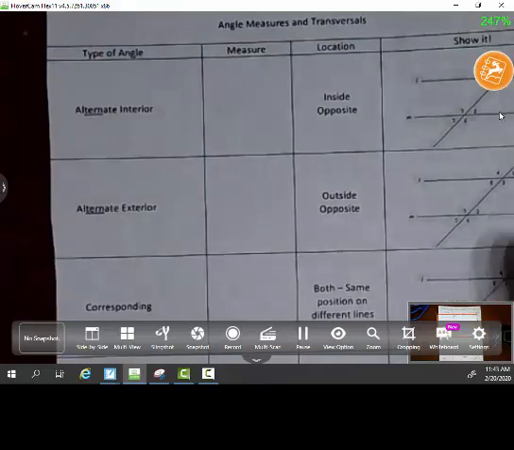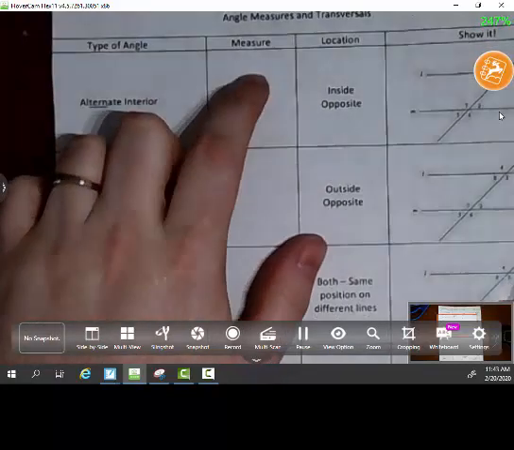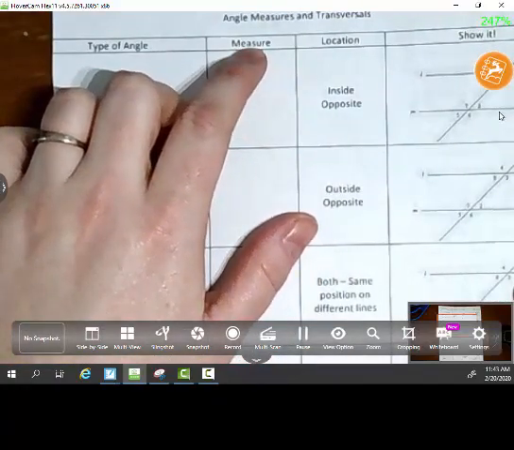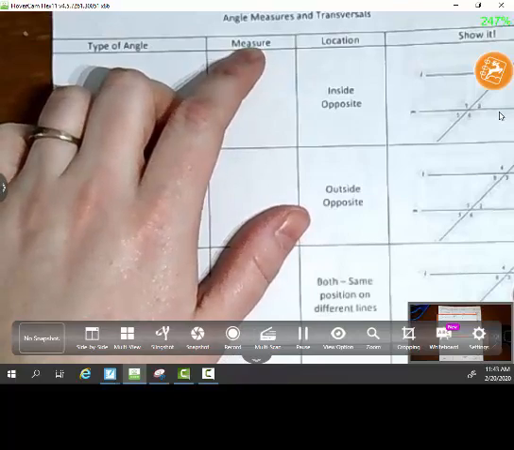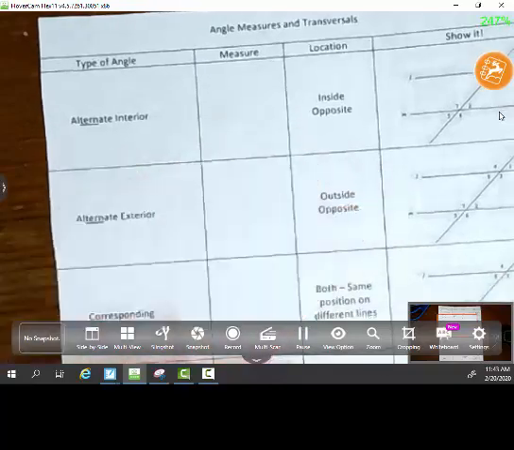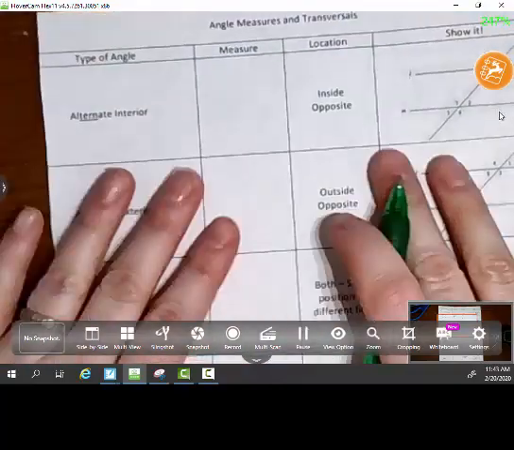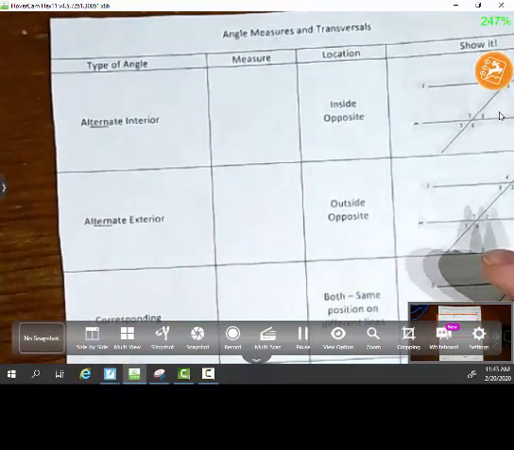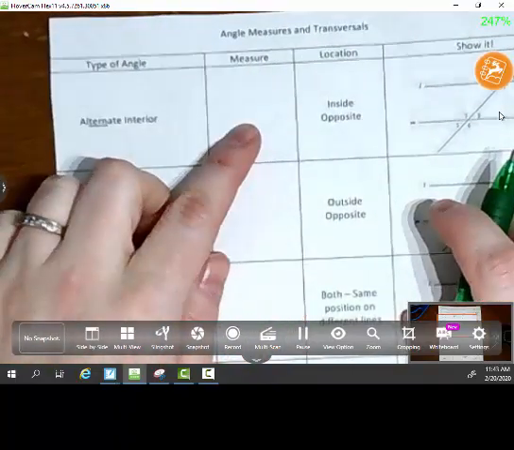Okay, so these are the same vocab words. We're going to add one more vocab word to each angle. So this column that says angle measure, we're not actually going to take a protractor and measure the angles. What we care about is if they're congruent or supplementary. What does it mean to be congruent? Same. So same or equal. So if they're congruent, they're equal.